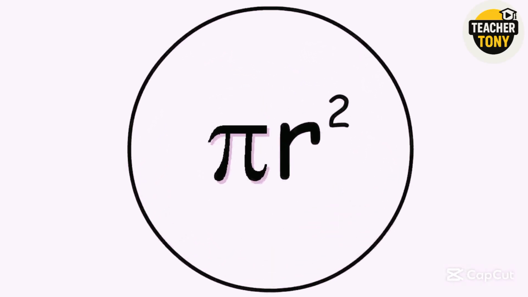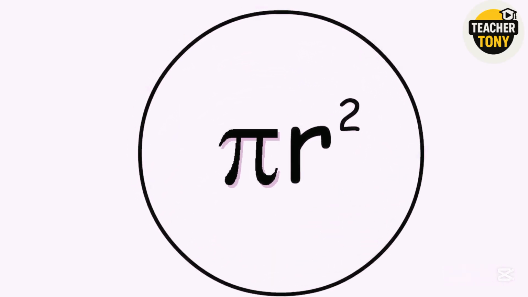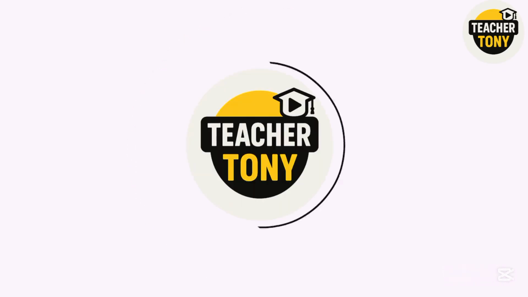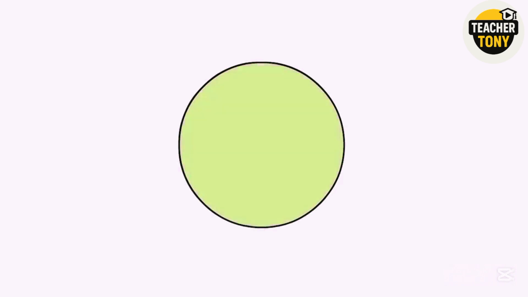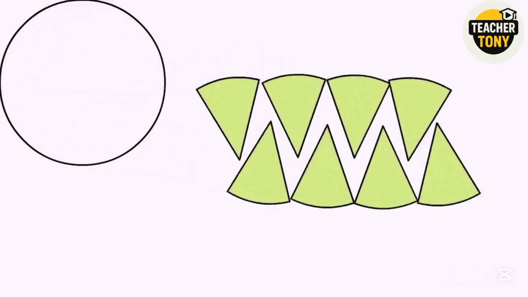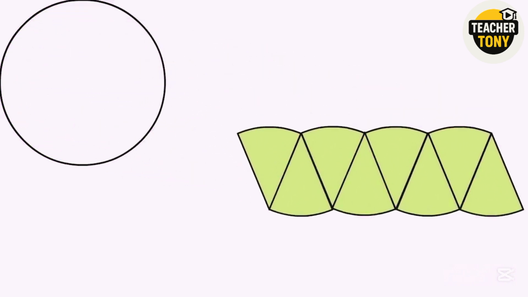Pi r squared is the formula for finding the area of a circle. You may wonder how they got it. When you look at a circle, divide it into small sectors, and rearrange them like that, you find something that is almost similar to a rectangle.